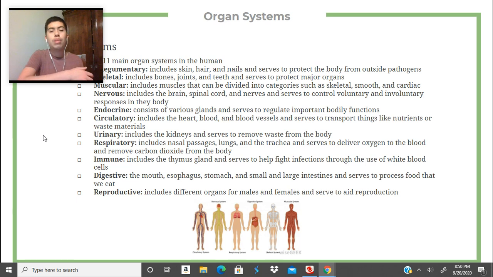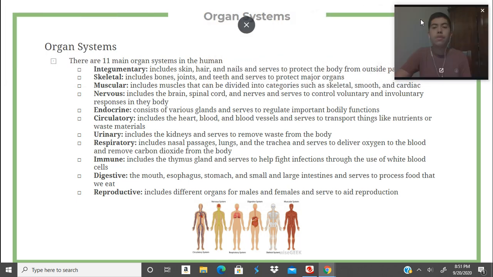Or, of course, blinking is something you can do voluntarily, but oftentimes it's something we don't control. So that's why it's considered involuntary. So then we have the endocrine system, which consists of various glands within the body and serves to regulate important bodily functions. So some glands regulate metabolism, some regulate growth, some regulate emotion. Different glands have different roles within the body.